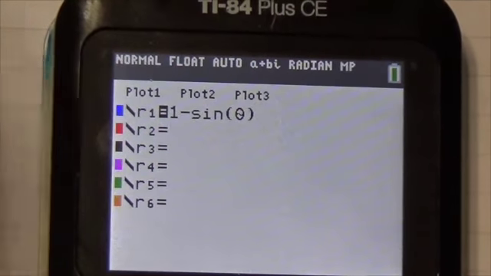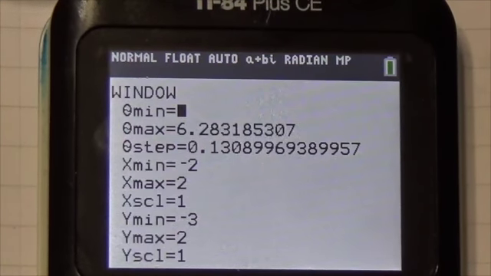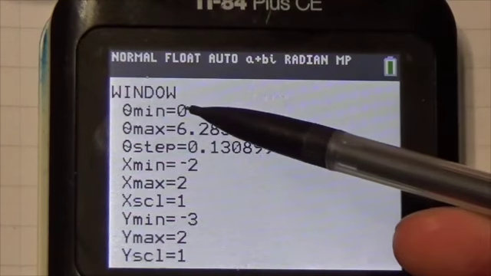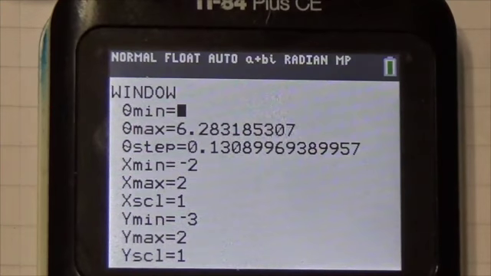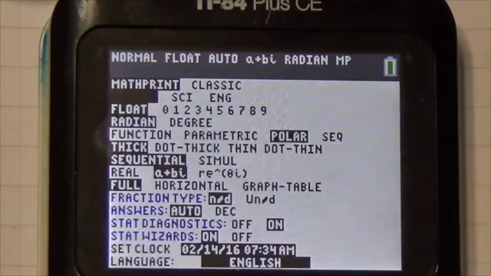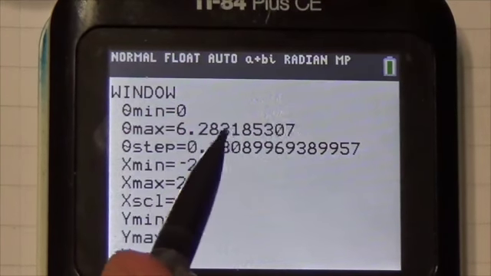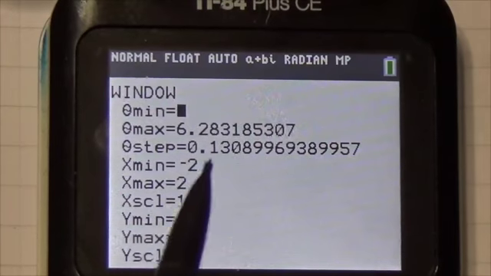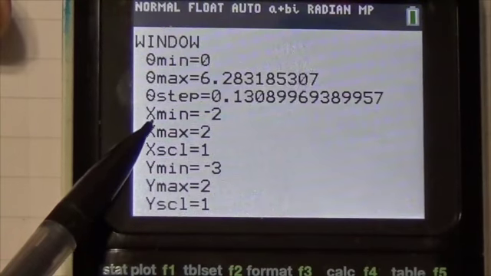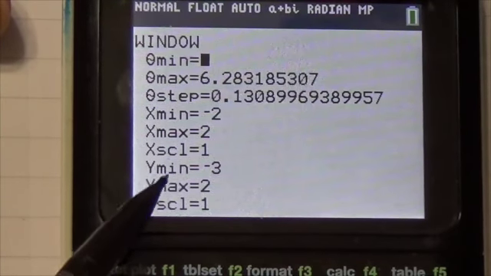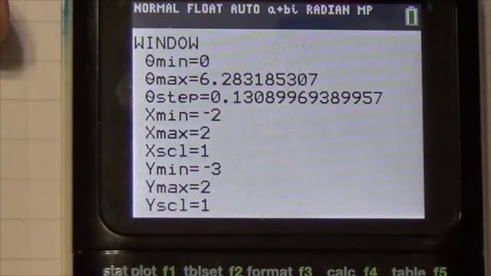Now, got to check our window settings. Because before I graph it, if I graph this right now, it's very likely going to be a disappointment to me. So I'm going to go to my window settings, and I've already set this up. Your window settings should likely be this. This would be 0. This is 2 pi. Sorry, I should probably tell you that I'm in radian mode. So 2 pi. Here, I can't remember what I put here. That's probably pi over 6. But anyway, more importantly, for the x min and max, -2, 2, 1, and -3, 2, 1 for the y min, max and scale.